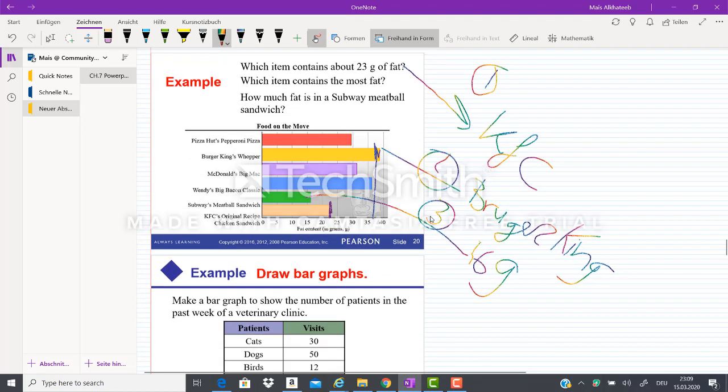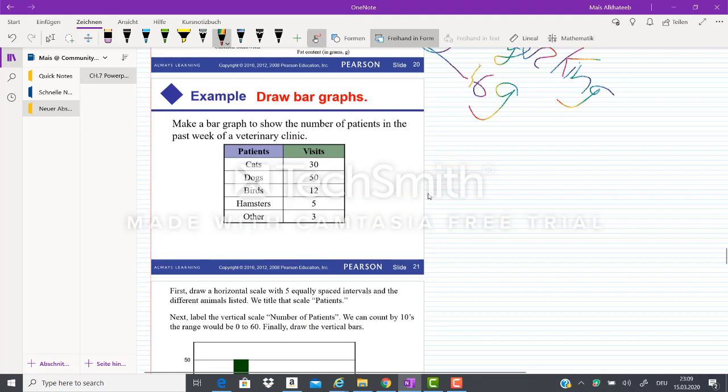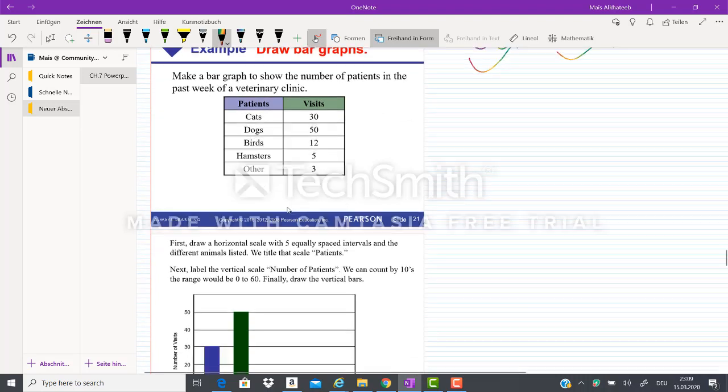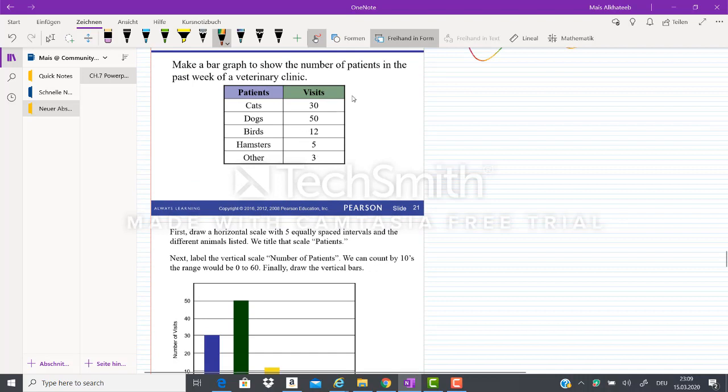Now I go to another thing. They want to draw a bar graph: cat 13, dog 50, bear 12, hamster 5, and other 3. This is in a veterinary clinic. Okay, we have to write the bar graph. In a bar graph, on one side we have things, and on the other side we have the numbers.